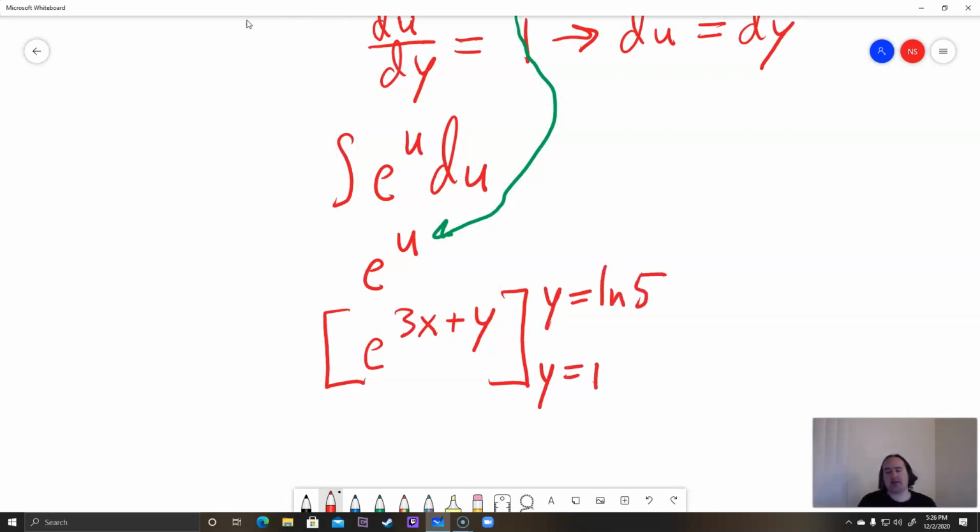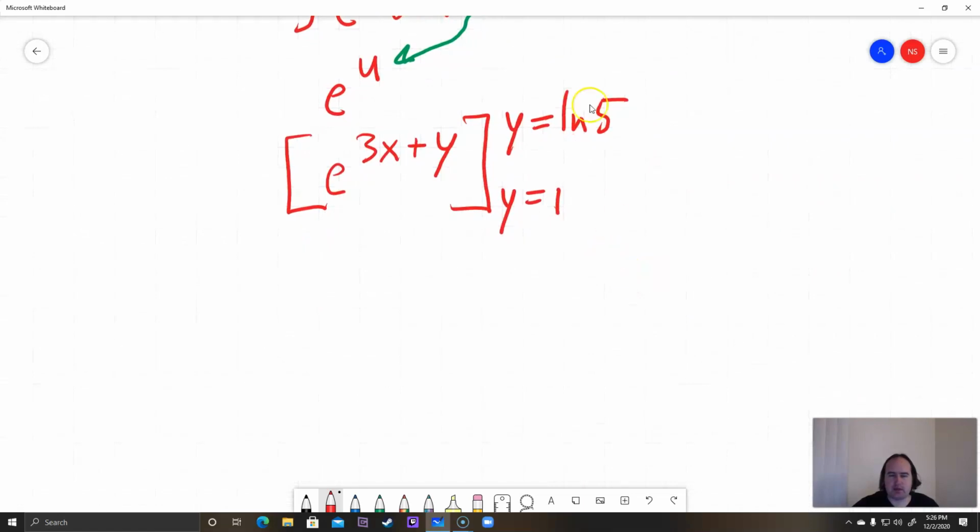And notice I'm being lazy. I'm not even writing the outer integral yet because I want to just simplify this first. Okay, and I can simplify this. So what I can do is go ahead and plug in y equals ln of 5 and y equals 1. So plugging in the top number, we get e to the 3x plus ln of 5 minus e to the 3x plus 1.